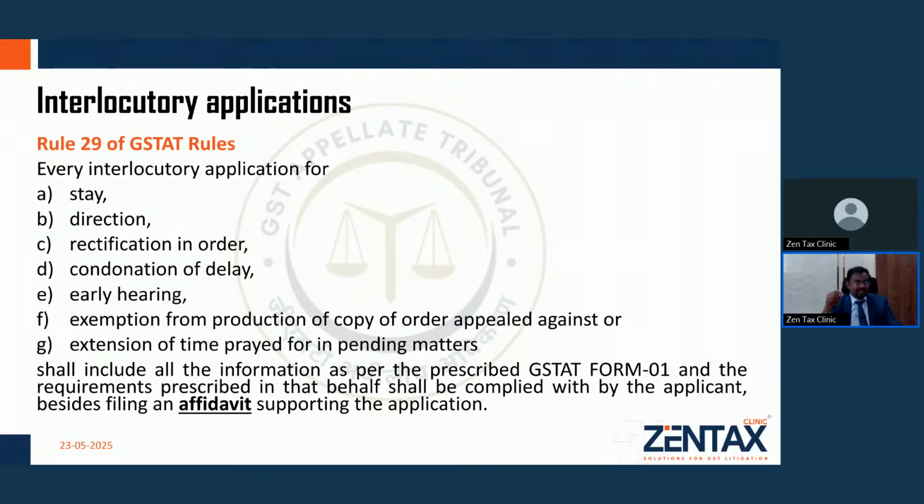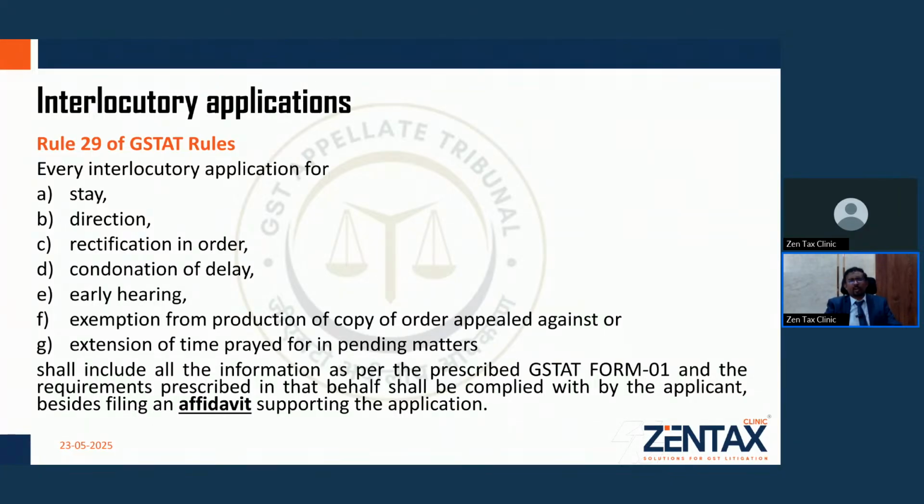These are some of the cases of what we call an interlocutory application: an application for stay of the demand, a specific direction to be issued to X authority, rectification in the order, an application made for a rectification which is a mistake apparent on record, for early hearing, condonation of delay, an exemption from production of the copy of the order appealed against. The copy of the order is in the hands of a certain person, therefore I am not able to produce a copy of the order, but having understood the facts and the circumstances of the situation, I am filing an appeal only with the available details. I am praying for extension of time, right?